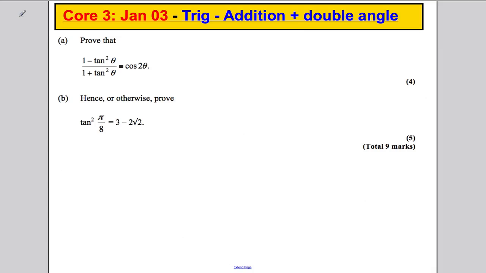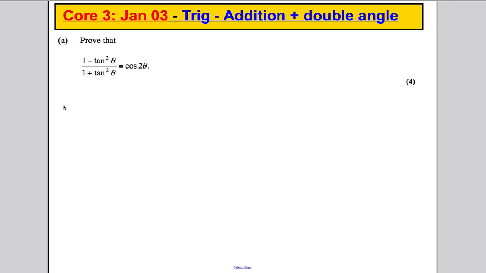Next question, pause the video, have a go. Okay, part A, we're trying to show the following. Okay, so why don't we just write the left-hand side? Well, the left-hand side we can write as a difference of 2 squares. Okay, so let's have a go at part A. We're trying to show this is equal to cos 2 theta.